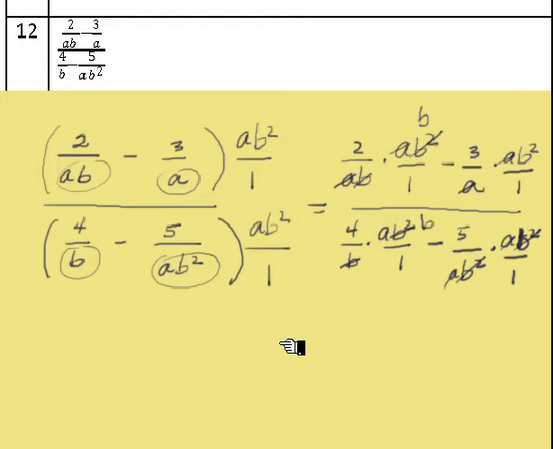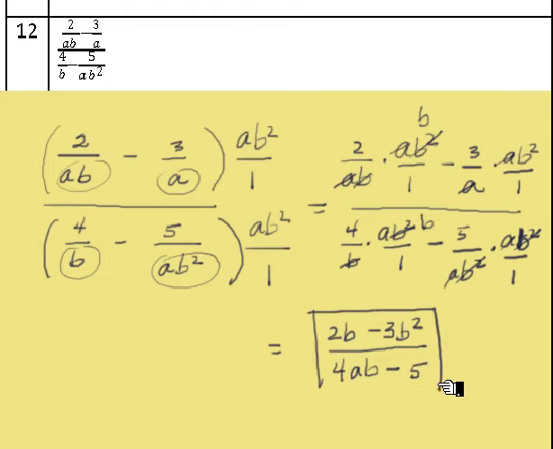Now just carefully see what's left here. 2b in this numerator minus 3b squared, and here we have 4ab minus 5. So that's the simplified fraction.